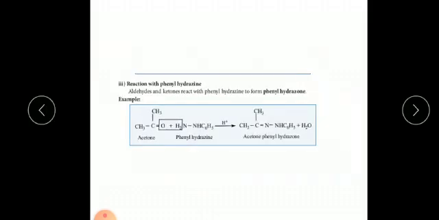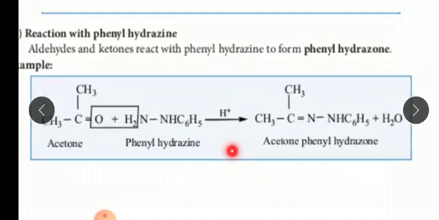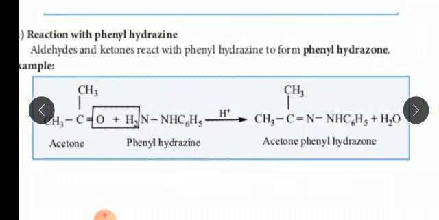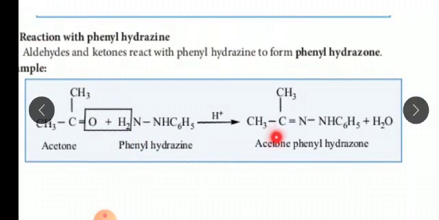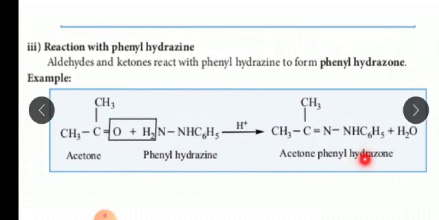And next, the same thing, reaction with phenylhydrazine. Acetone is treated with C6H5NHNH2. Here H2O is removed, so once again the product is (CH3)2C=N-NH-C6H5, plus H2O. This is acetone phenylhydrazone. Here also the phenylhydrazine becomes phenylhydrazone. So acetone treated with phenylhydrazine gives acetone phenylhydrazone.